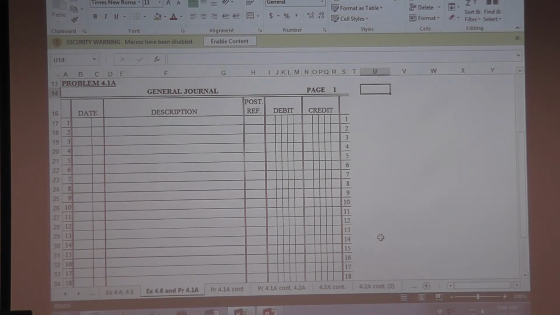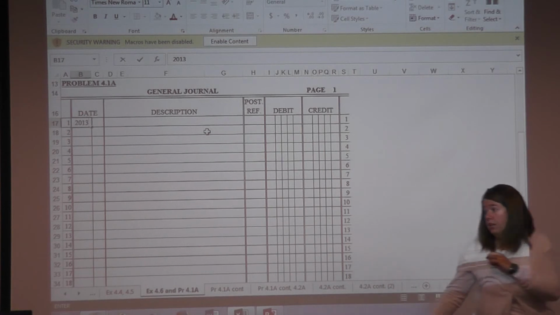What was one other thing it said we needed to do? The year. I heard somebody say the year. So we just put it right up here. Top of the column. And now we know that all the rest of the transactions below that year are going to be for that year.